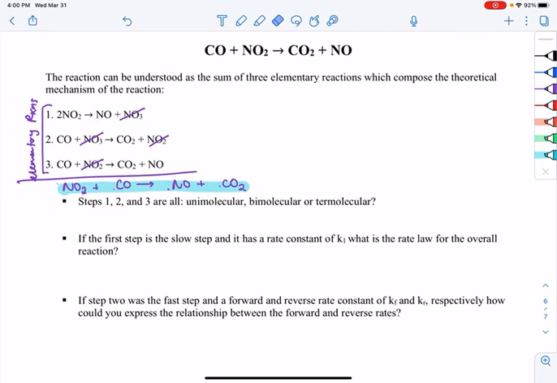I'm going to erase this because we don't, well, I guess I could leave it. I'll erase these lines though. Okay, so steps 1, 2, and 3, they could either be described as all unimolecular, bimolecular, termolecular. What I mean by that is how many molecules are coming together in that specific step. We've got 2 molecules coming together, 2 molecules coming together, 2 molecules coming together, right? What that means is that the carbon monoxide and that nitrate have to come together to form the products. So we would say that all of these would be bimolecular, not biomolecular.